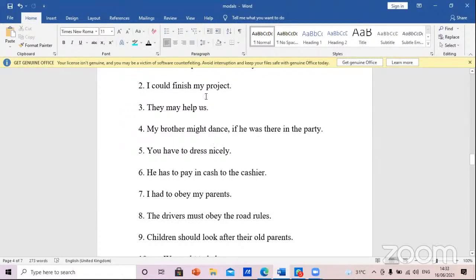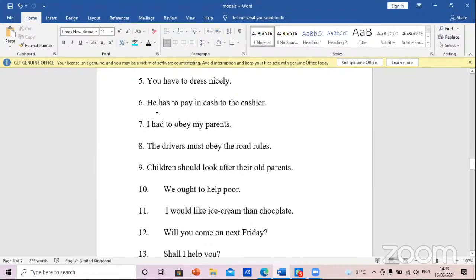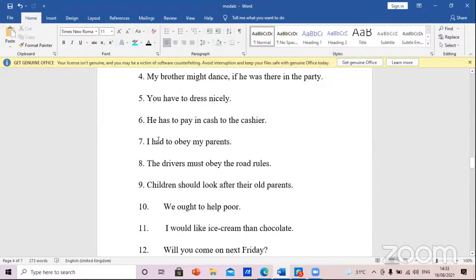But here in the modals, we use only has and have as singular and plural. Only has to, have to. Right? You have to dress nicely. He has to pay in cash to the cashier. Right? Pay in cash. I had to obey my parents. The past tense of has to, have to is had to. Something happened in the past.